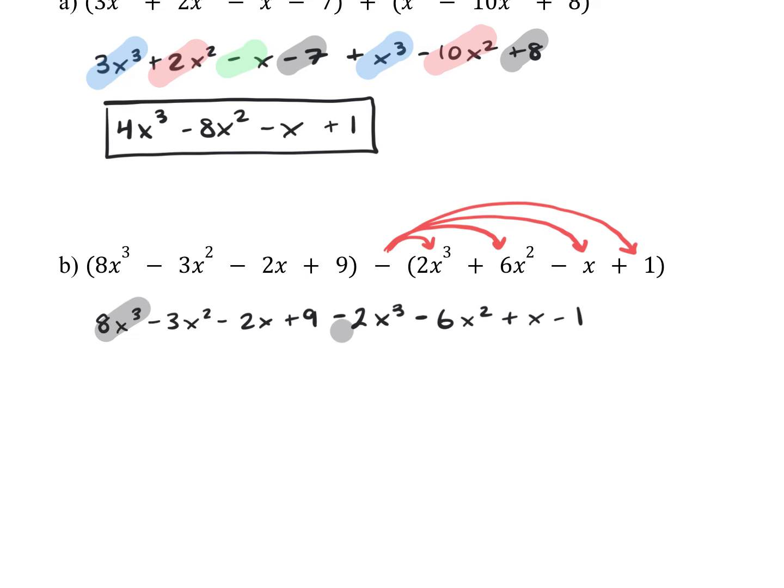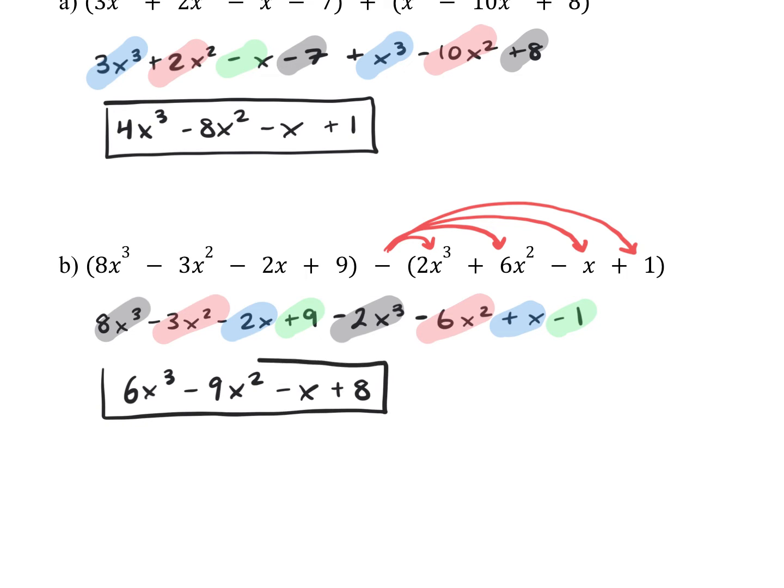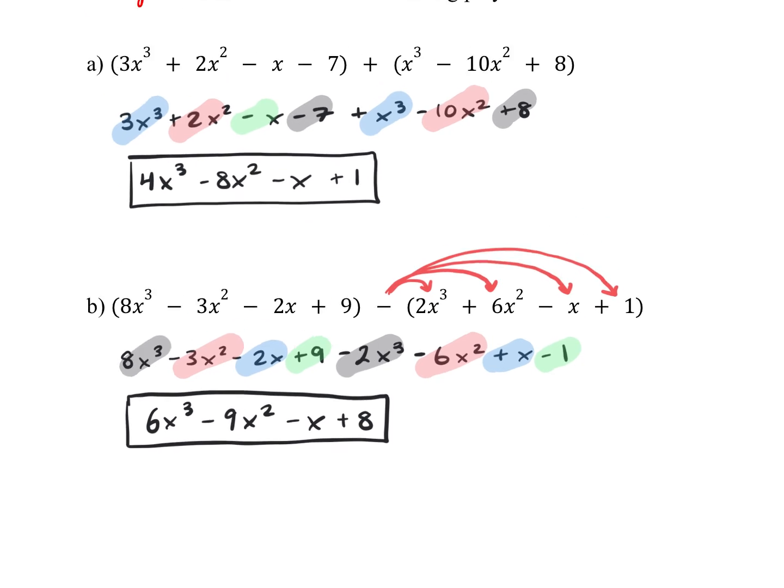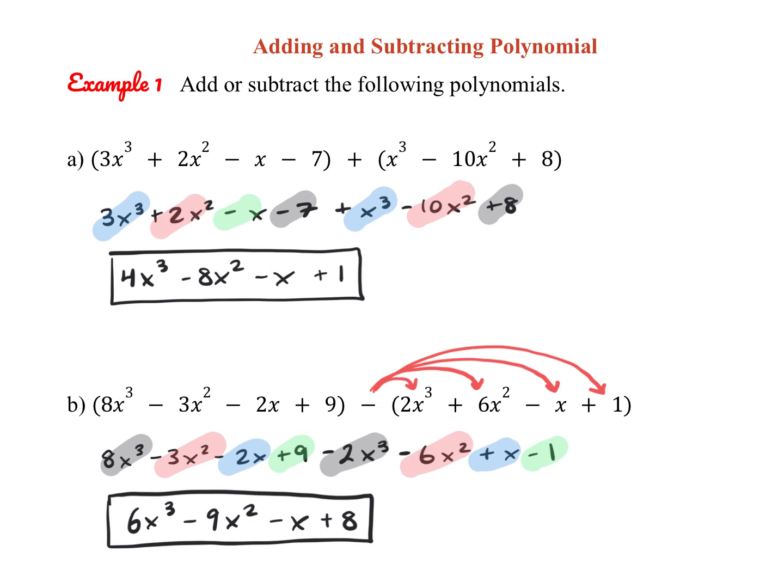So I have 8x cubed and negative 2x cubed, which gives me 6x cubed. And then I see negative 3x squared and negative 6x squared, that gives me negative 9x squared. Then we have negative 2x and positive 1x, which gives me negative x. And then my constants, 9 and negative 1, give me positive 8. So just be careful when you're subtracting that you have distributed the negative to every term in the polynomial after the negative.